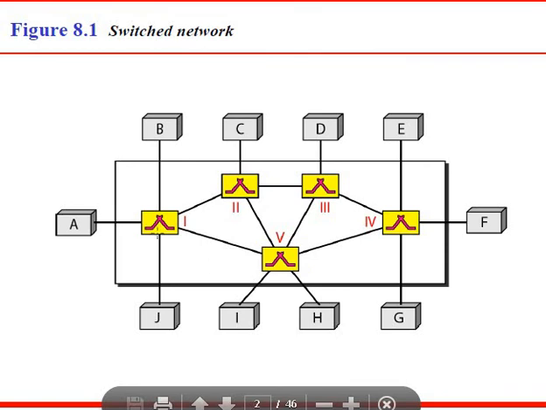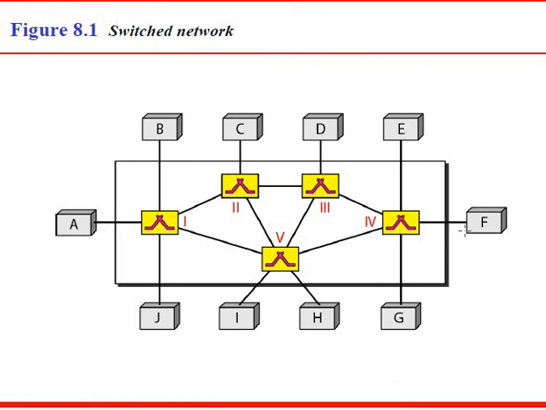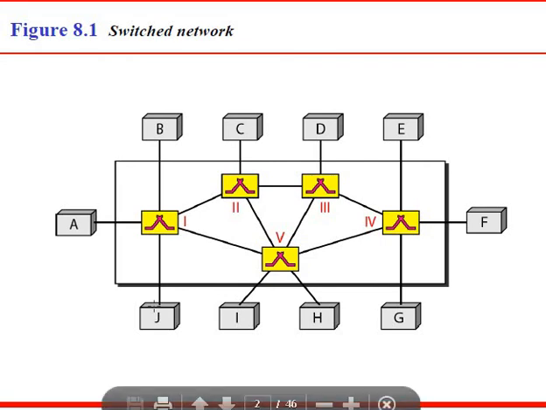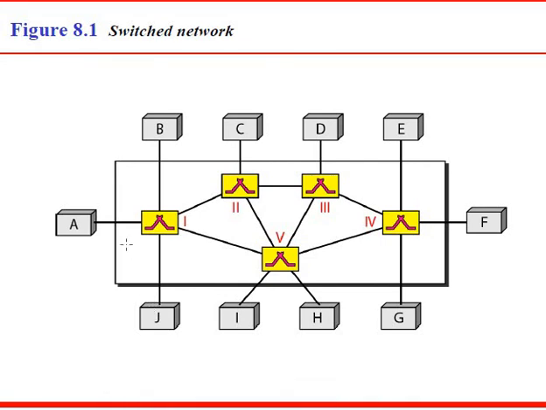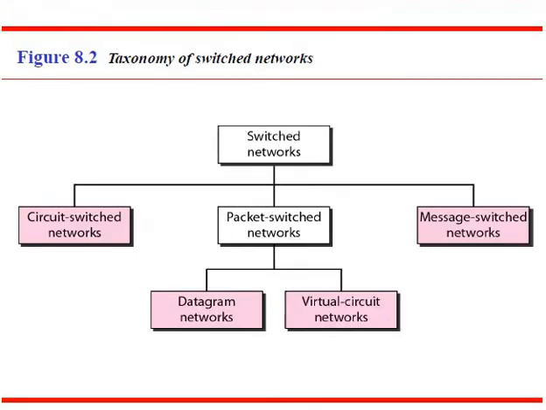For example, now A and F can communicate through different switches. In this diagram you can see the switches, that is 1, 2, 3, 4 and 5. A to J are known as nodes, and these nodes are connected through different links and different switches. We can also say switches are passive devices used to transfer the information.